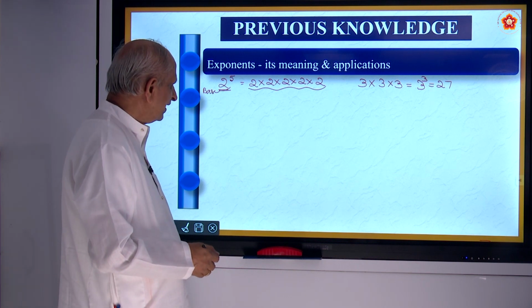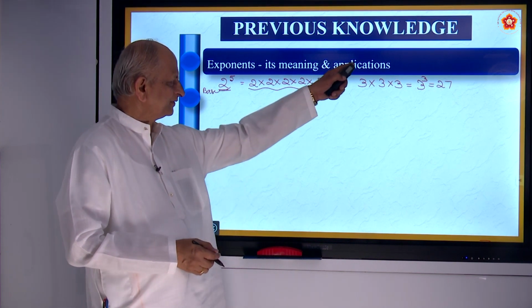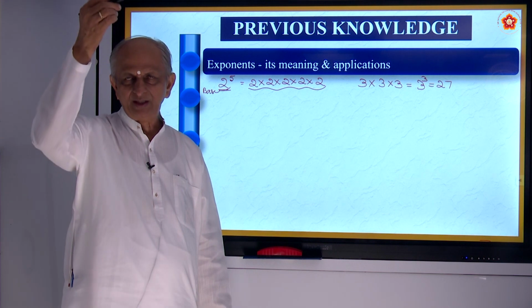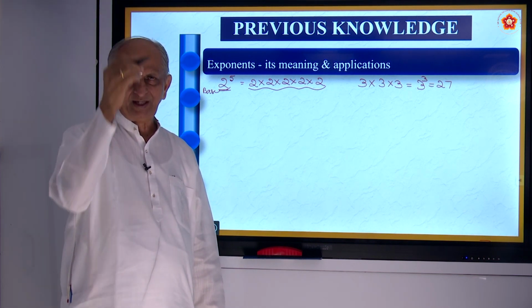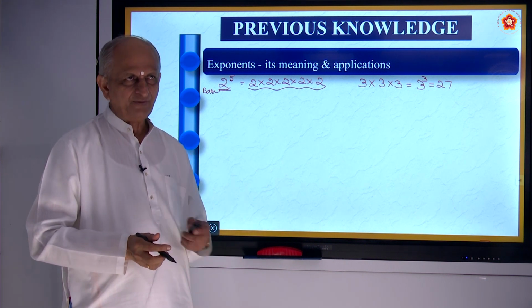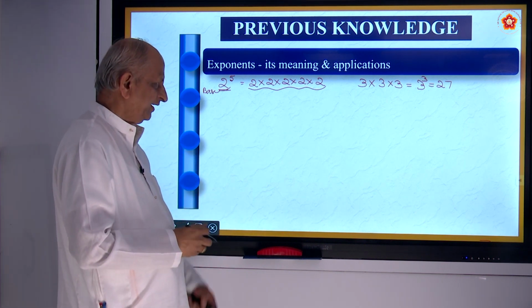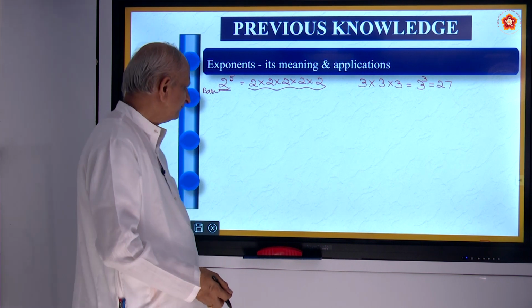Okay. And it has got good applications. Distance between the sun and the moon, distance between the sun and the earth, all of them can be written in a very short way. We are going to see that next.